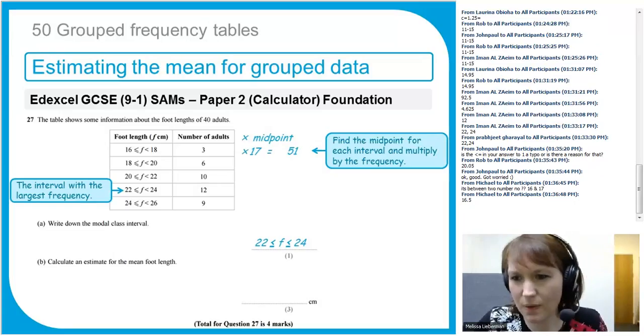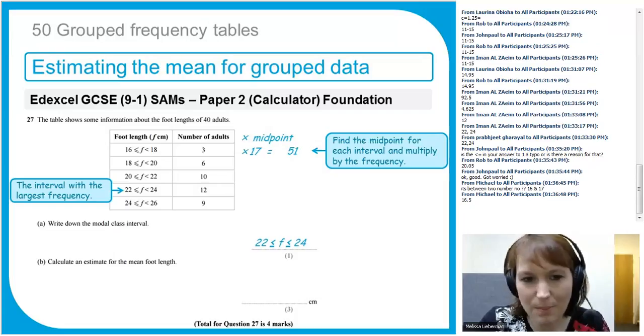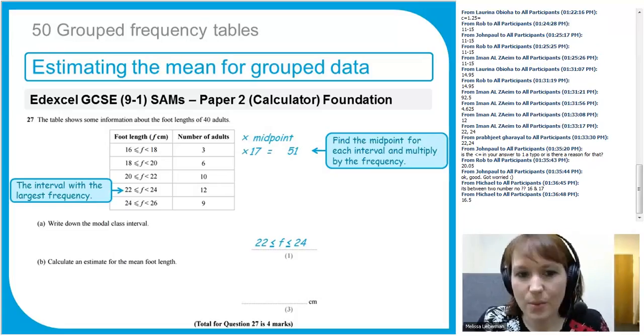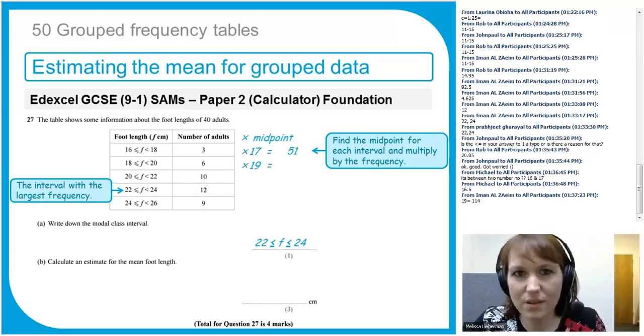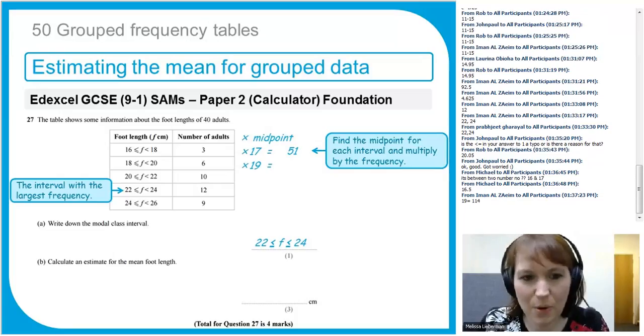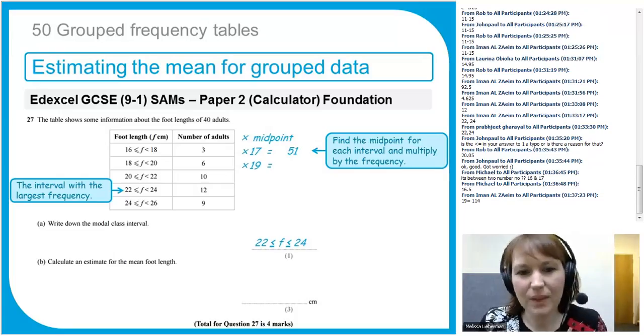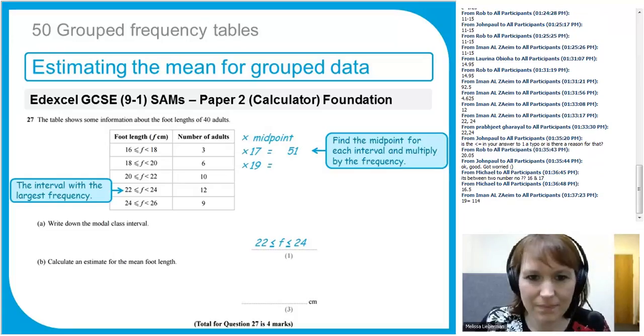Yeah, so if it's between 2 numbers, you take the halfway point. The next one, halfway between 18 and 20 is 19. So we're going to work out 6 times 19. So if we're adding up all of the lengths of all of the feet of those 6 people, and all of their feet are about 19 centimeters long, multiply that by 6, we get 114.